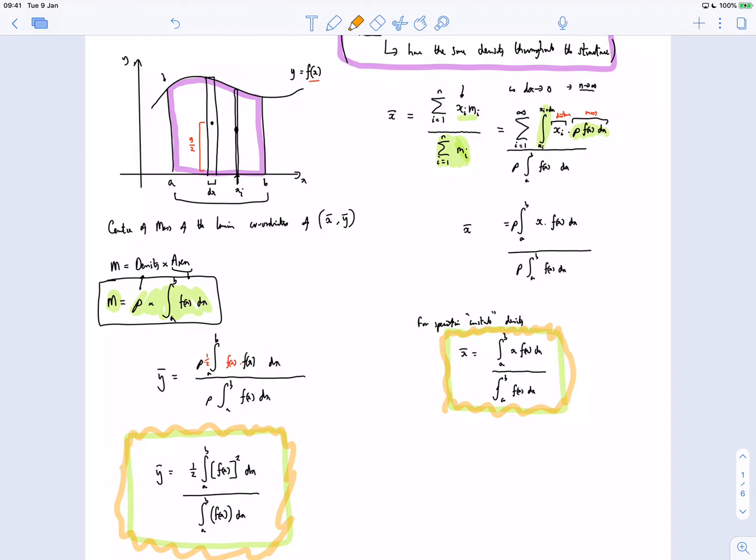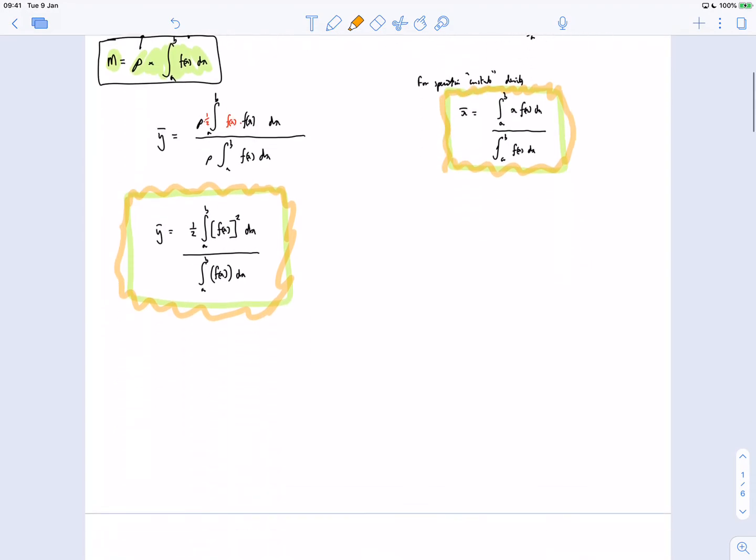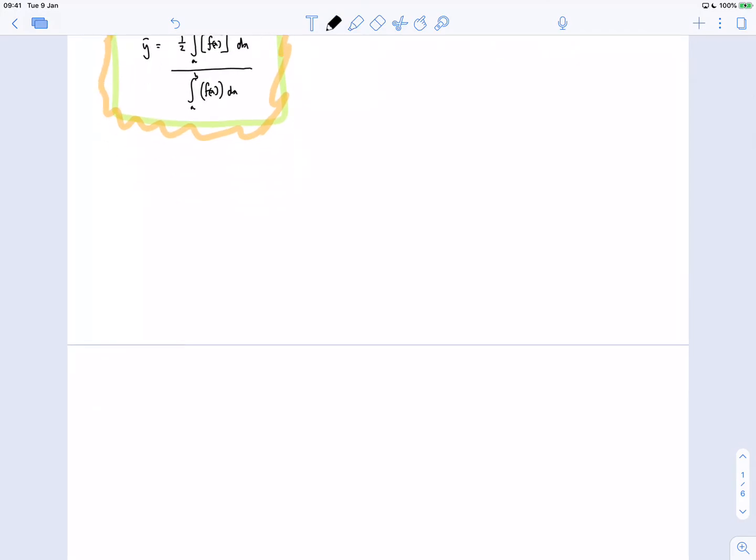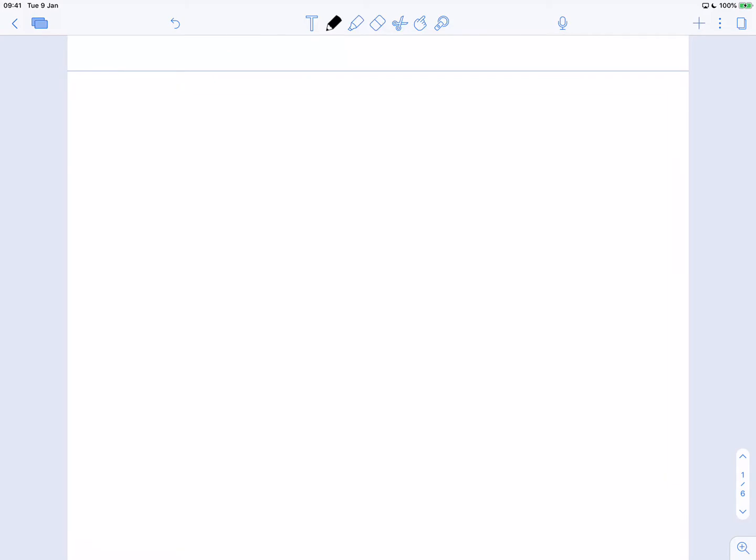Yeah, that's pretty much it. So that's the case with lamina. With volumes of revolution, it's pretty much a similar thing. You have to do a very similar thing. So same deal. Let's start a new page. So for volumes of revolution, centres of masses, well, there's two cases, clearly.